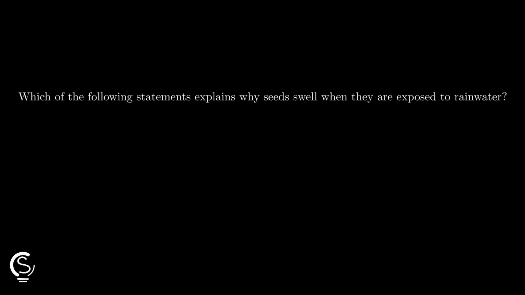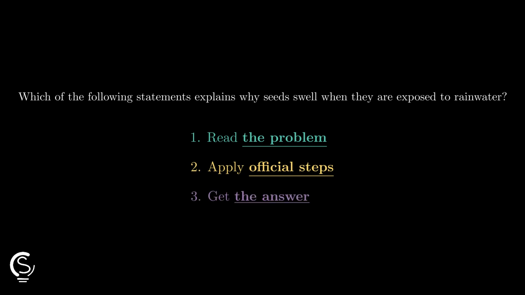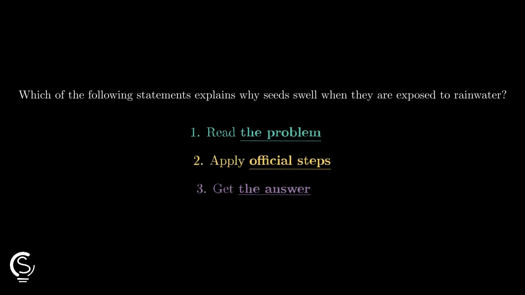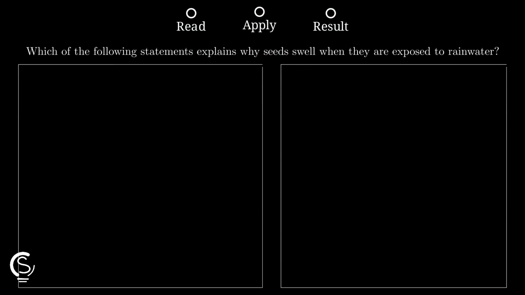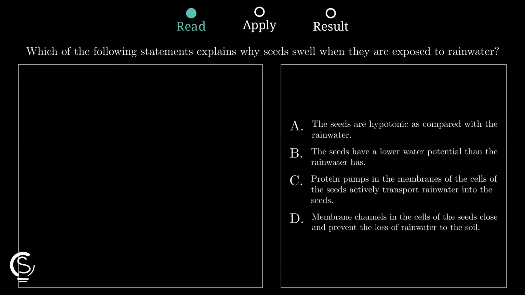Seed swelling in rainwater looks tricky, but this one is quick if you focus on water movement, not memorized buzzwords or flashy biology terms. Seeds swell because of imbibition, which is passive water uptake by dry seed materials. So the key idea is that water enters naturally instead of being pushed in.